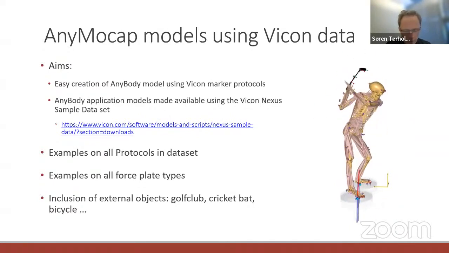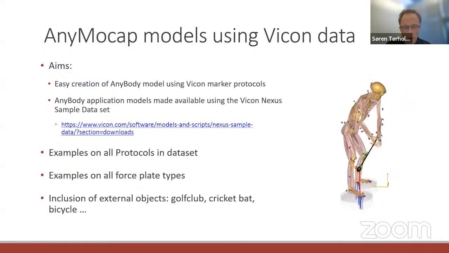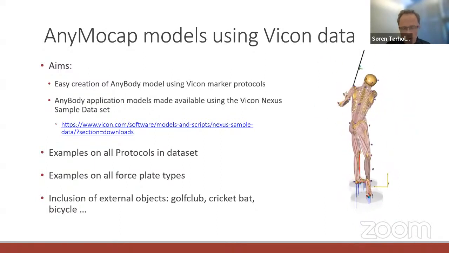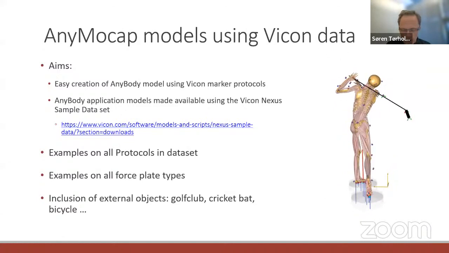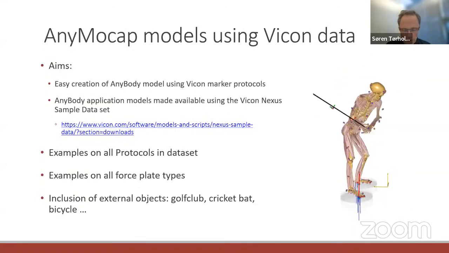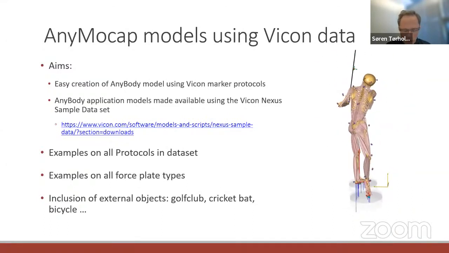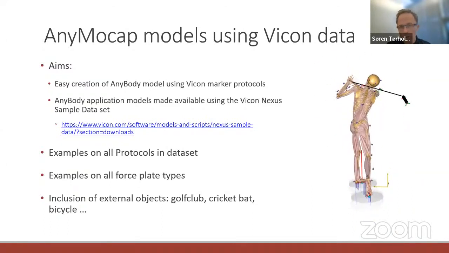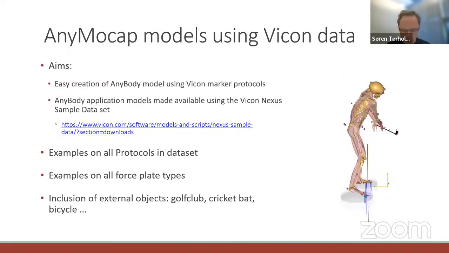The data set also includes tracking of external objects, such as the golf club, a cricket bat, baseball bats. And for doing this, we have created a script that makes it rather easy to have such objects included into the model and being part of the dynamics.